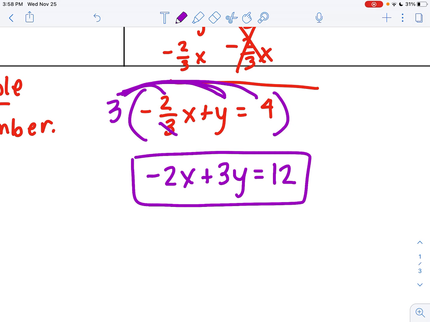This is in standard form because it's in ax plus by equals c. And we can name a, b, and c. A is -2, b is 3, and c is 12.